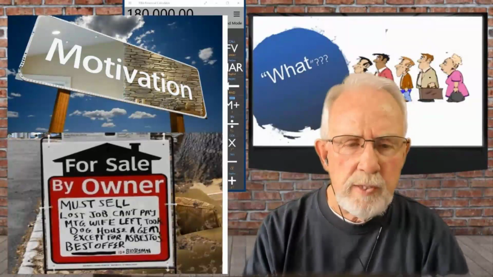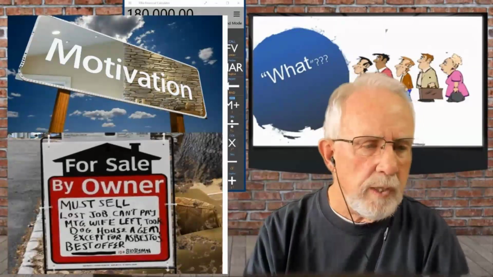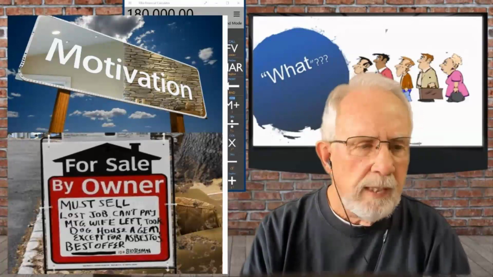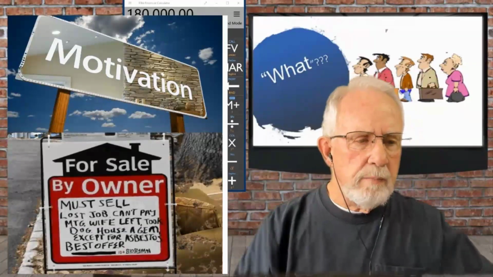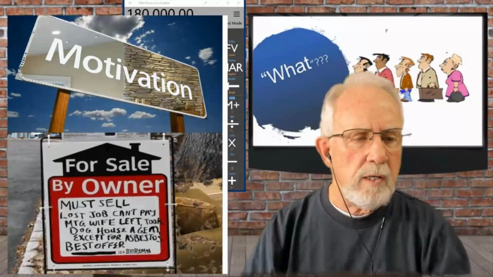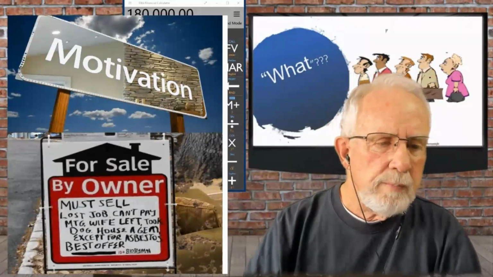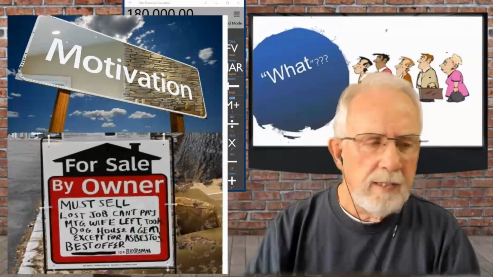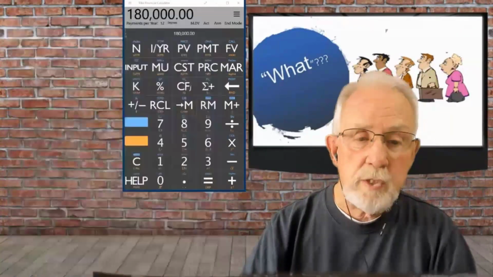Motivation is a big thing in equity marketing and creative real estate. I thought this was very creative. Must sell, lost job, can't pay the mortgage. The wife left, took the dog. The house is a gym except for asbestos. And so he would take the best offer.